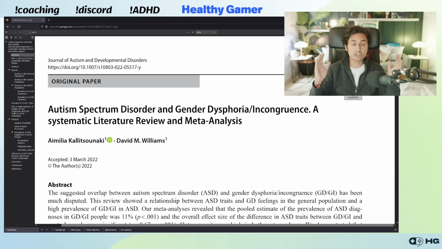And that is, there's a new paper that just came out that's a meta-analysis looking at the relationship between autism spectrum disorder and gender identity issues. And I really, really love this paper because it illustrates a lot of really cool things.